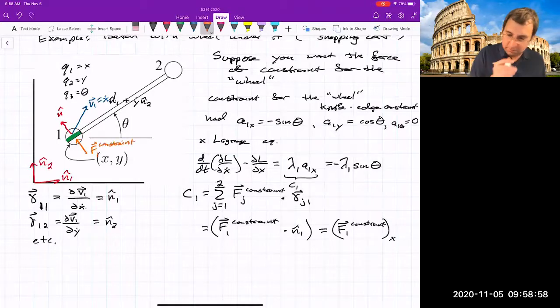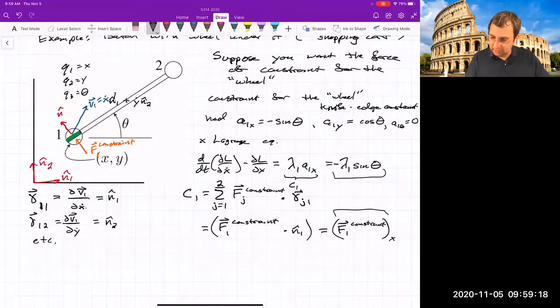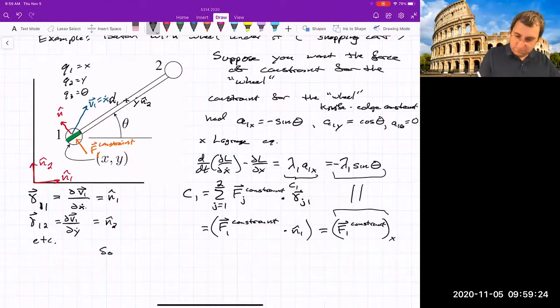It makes sense that there'd be something there. So there's a force of constraint, and it's got an x component and a y component. And from this, we could figure out what the y component is, because this and this are equal. So the x component is lambda, I'll write it this way, lambda 1 minus sine theta.